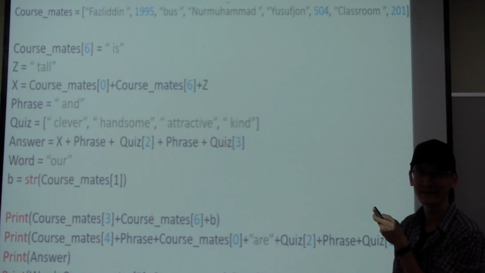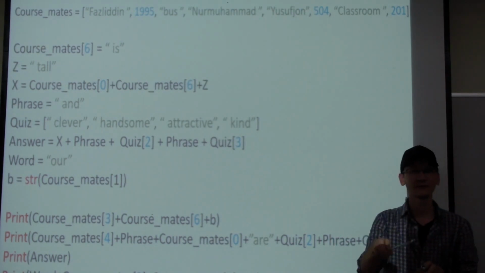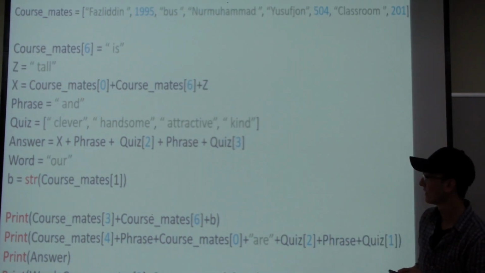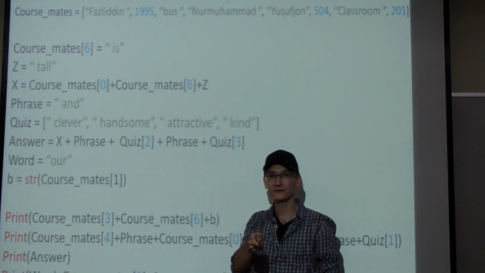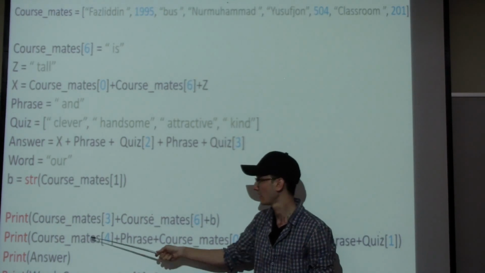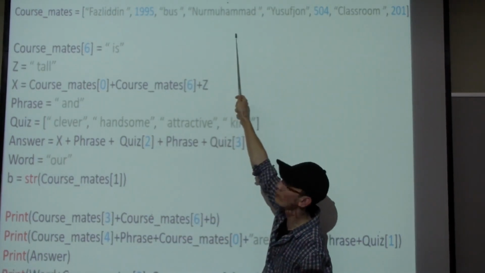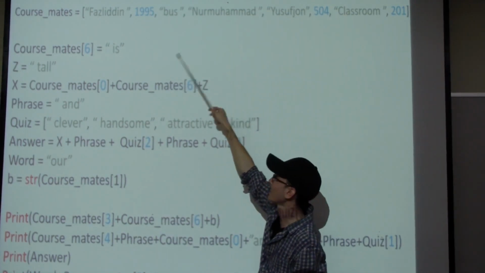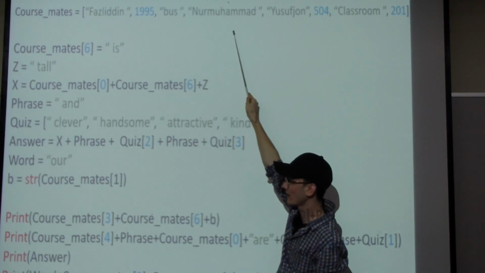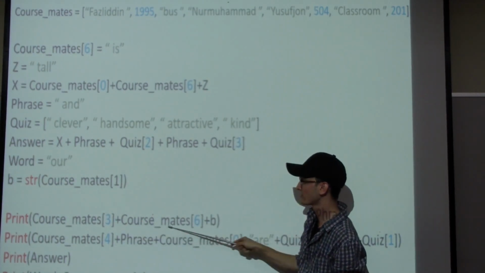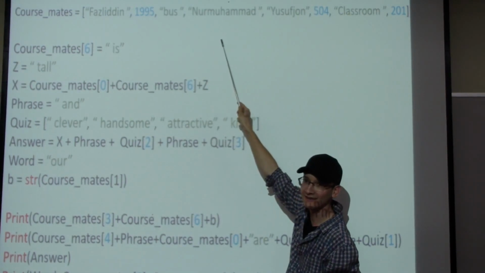Really? Our bus. Okay, now look. Yes, Nur Muhammad. Shahzad said the answer. First mates, third element. It starts from 0, 0, 1, 2, 3. Nur Muhammad plus coursemate 6, classroom. Really?